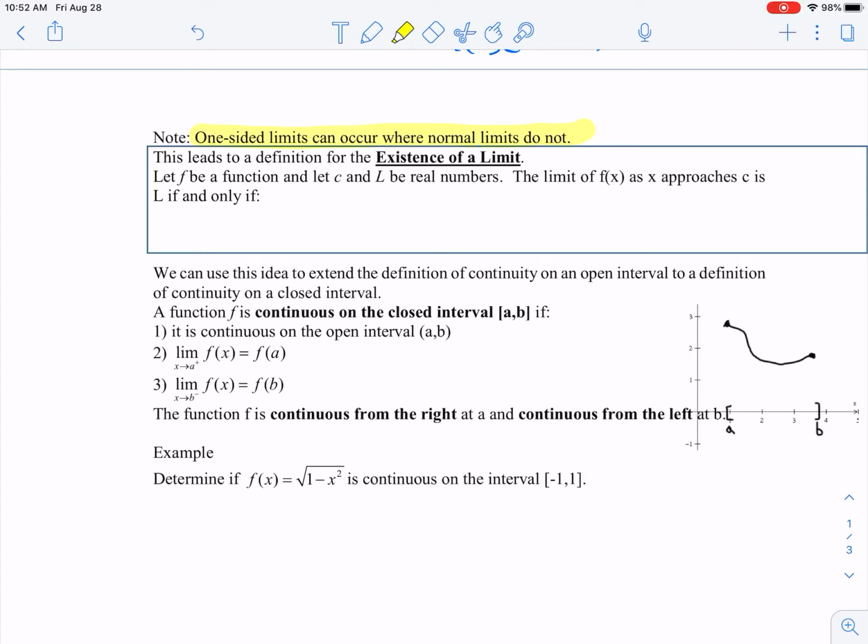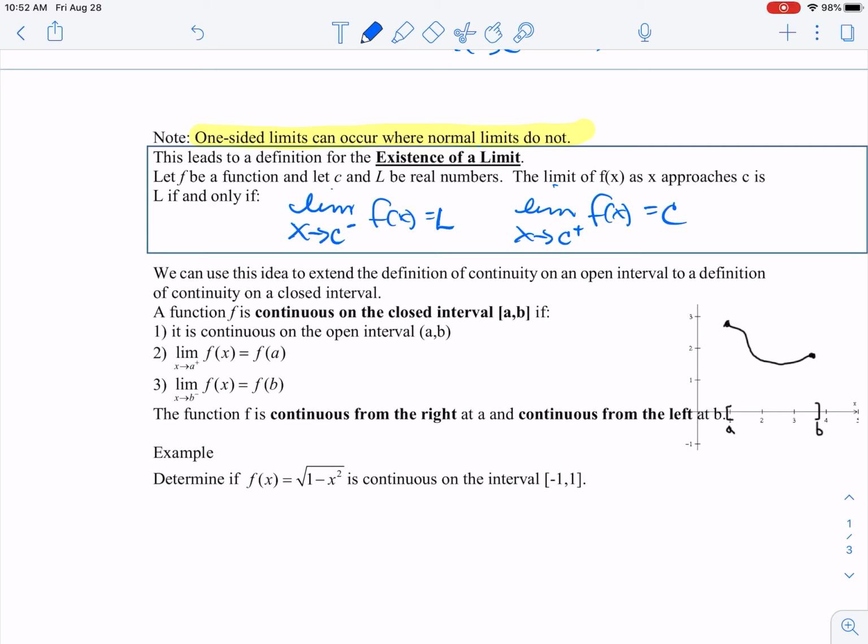This leads to the definition of the existence of a limit. Let f be a function, and let c and L be real numbers. The limit of f of x as x approaches c is L if and only if the limit as x goes to c from the left equals L, and the limit as x approaches c from the right equals L. So the right-hand limit and left-hand limit have to be the same in order for a limit to exist.